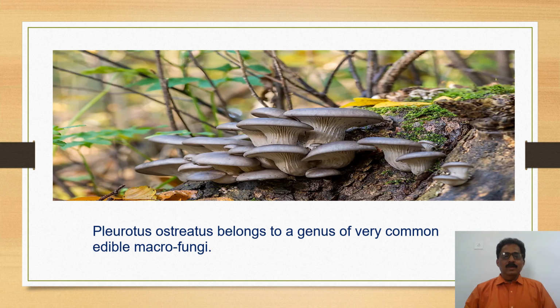Another type of mushroom is Pleurotus. Pleurotus ostreatus belongs to a genus of very common edible macrofungi found in the forest, and these fungi have various colors. Various species of Pleurotus are edible and are artificially cultivated in large quantity in different countries and different areas of the world.